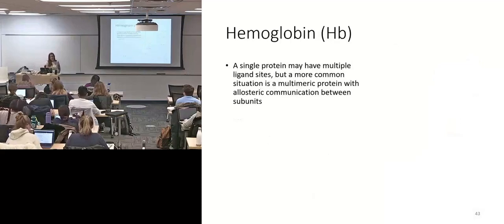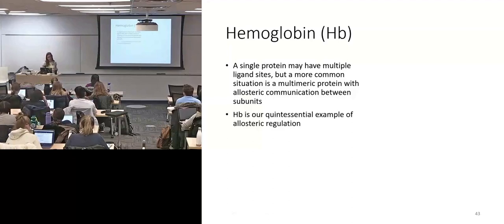Single proteins can have multiple ligand sites. Like I said, hemoglobin is a popular example throughout this course. A more common situation, rather than a single protein that has multiple ligand sites, is that it's a single protein, but it'll have different subunits where each one has a site. That's more common. And then there's communication between the subunits.